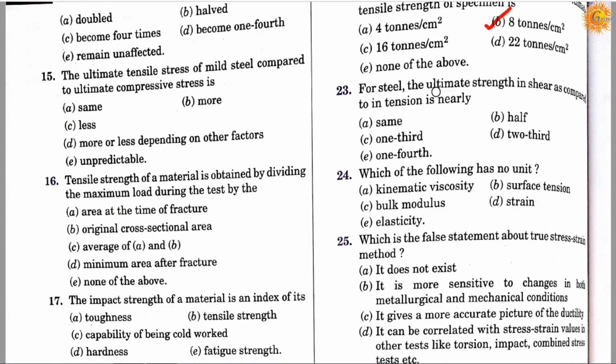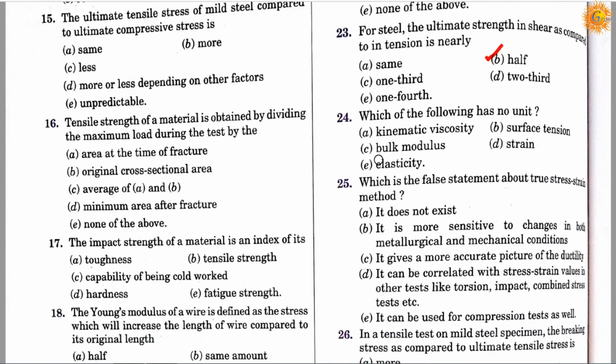Question number 23. For steel, the ultimate strength in shear as compared to in tension is nearly: option A, the same; option B, half; option C, 1/3; option D, 2/3; and option E, 1/4. So correct answer is B, it will be half.